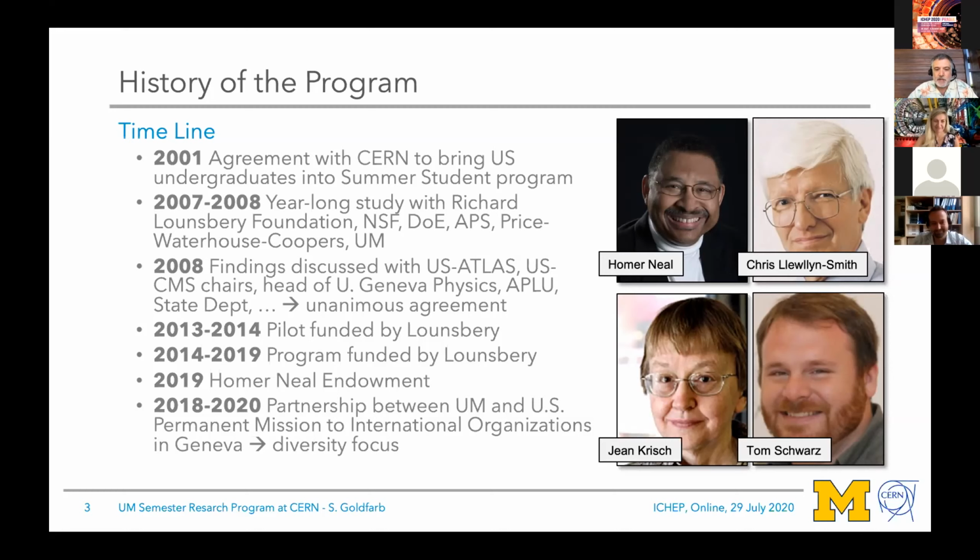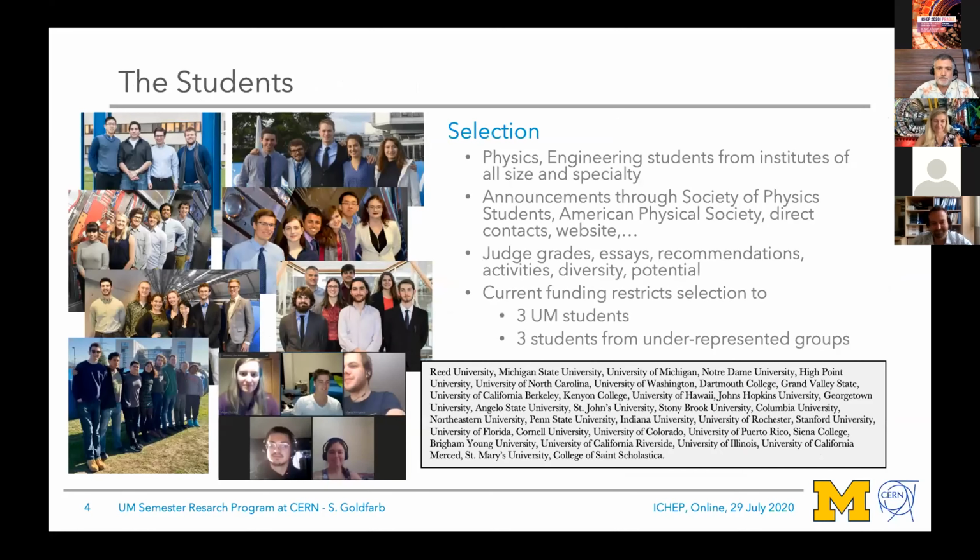And in addition, we've started a partnership with the Permanent Mission to the International Organizations in Geneva. Just by chance, they came to visit CERN, and I mentioned the program, and they thought it'd be a great idea to try to bring over some diverse students into the program. The students who come into the program are selected from around the US. With our current funding, half of them are from the University of Michigan. The other half, who must be from underrepresented groups, come from all around the country. And we look for large universities, small universities, et cetera. We make announcements in many areas, as you'd expect, and we judge them by their grades, recommendation letters, essays, et cetera. And we look for people not just who have the best grades, but who really have good potential.